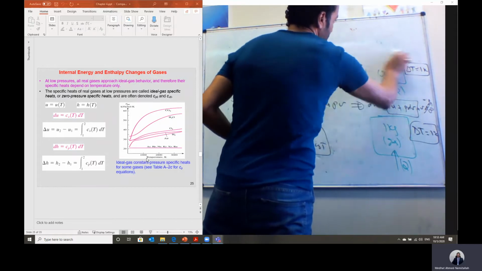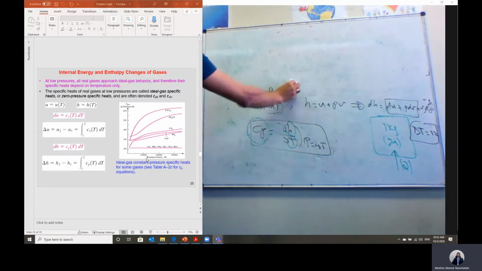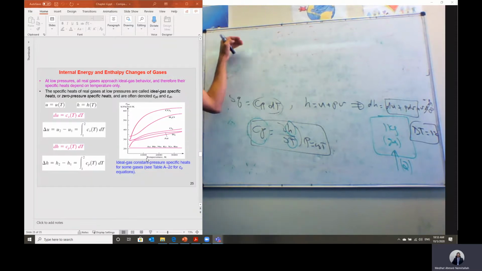So in this case, under low pressure, all gases actually act as an ideal gas. So in this case, the properties of gases depend mainly on the temperature. When the gas is existing under low pressure, or we can say it is an ideal gas, the properties of internal energy and enthalpy depend mainly on the temperature.